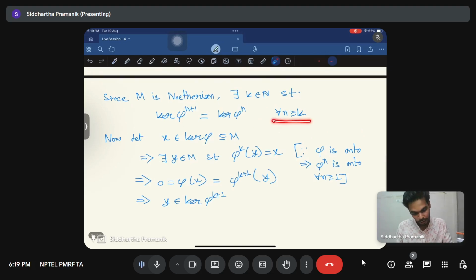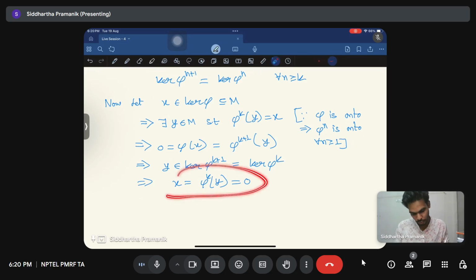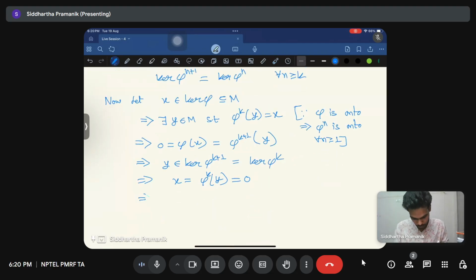But from k onwards, all these kernels are the same. So this is actually kernel of phi power k. So y belongs to kernel of phi power k. So x, which is the same as phi power k of y, that has to be 0. So our element x is 0, and x is an arbitrary element. So kernel has to be 0. So this implies kernel of phi is actually 0.